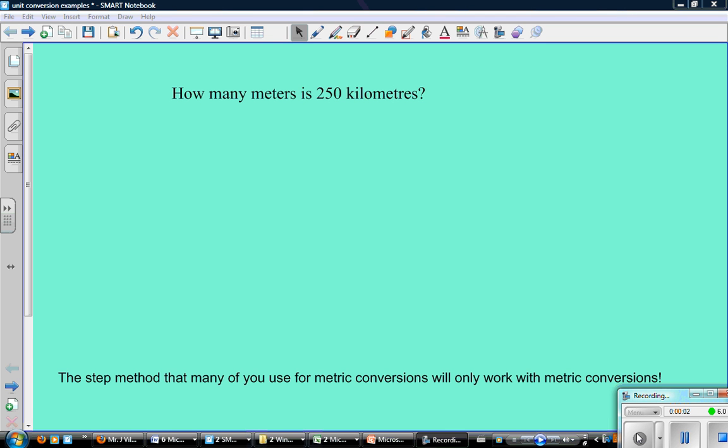So we'll start off with an easy one here. How many meters is 250 kilometers? I'm sure you can all do that if you take just a moment to write it out and actually show your work, please. And then I'm going to use my method to show you how it works.